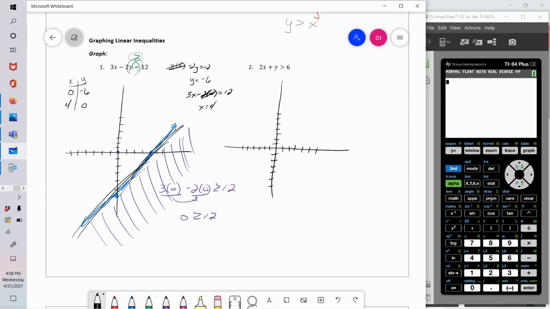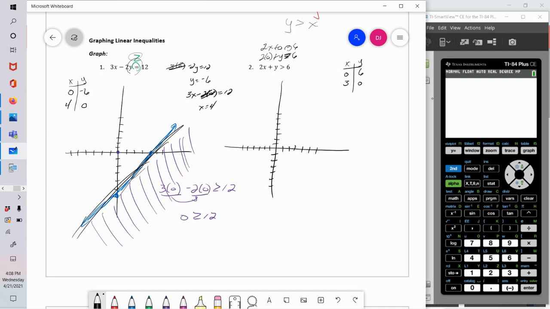Let's graph this the same way. Let's make a table of values, x and y. We'll put 0 in for x. So 2 times 0 plus y is greater than 6, so we would get 6. Put 0 in for y. So 2x plus 0 would equal 6, so x would be 3. Now notice here I wrote equals. I should have written equals here.